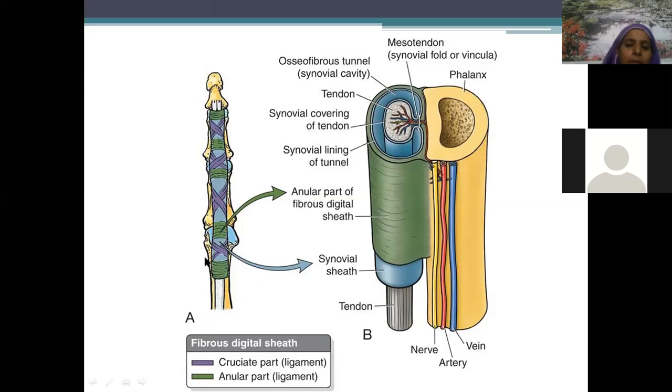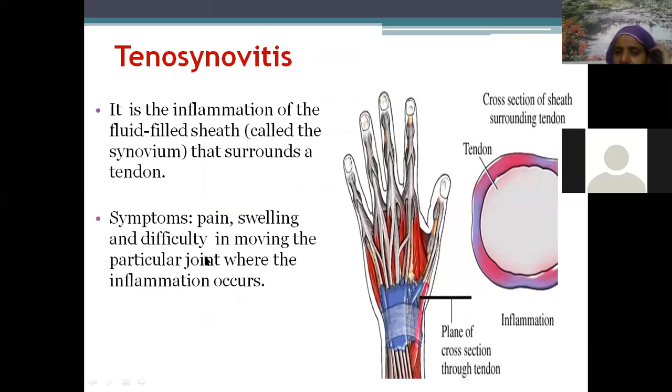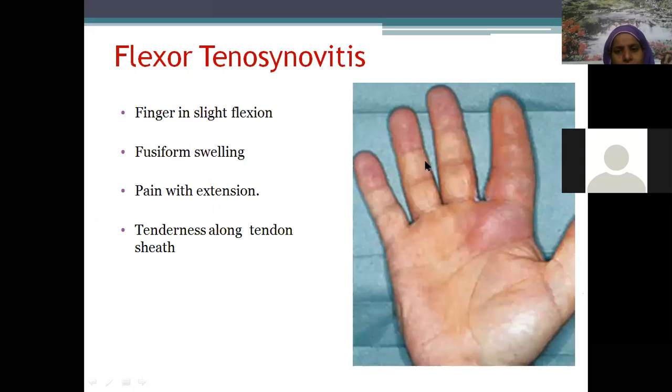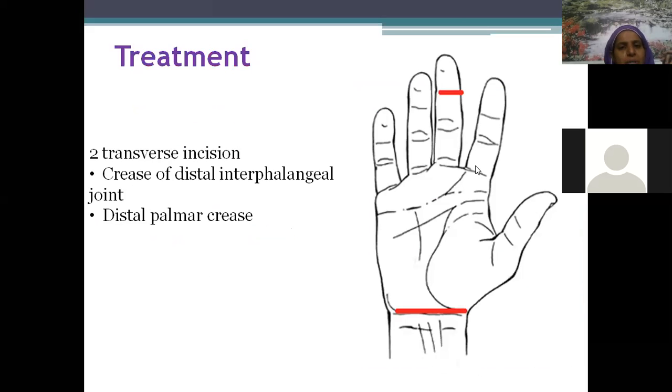Okay, ring is annular. So what is infection of this always? Tenosynovitis, inflammation of these fibrous flexor sheaths. If they are getting infected, then you call this condition tenosynovitis. Obviously there will be pain, swelling, and difficulty moving a particular joint where inflammation has occurred. Flexor tenosynovitis you find with the index finger, which is nothing but infection of the fibrous flexor sheaths. Suppose there is any infection here, we need to give an incision like this to drain, at the base of the distal phalanx.